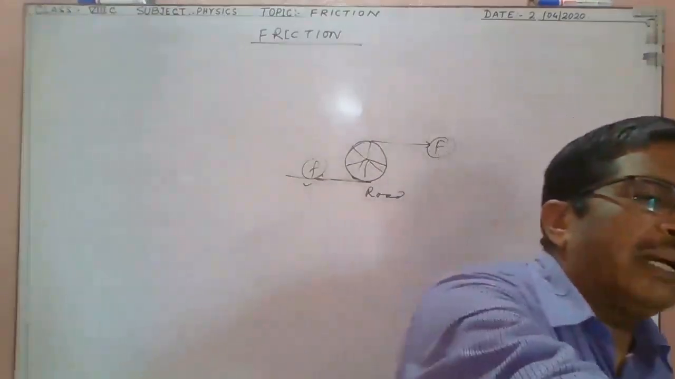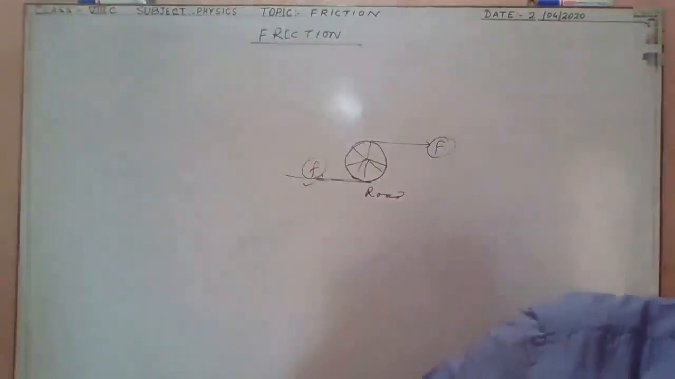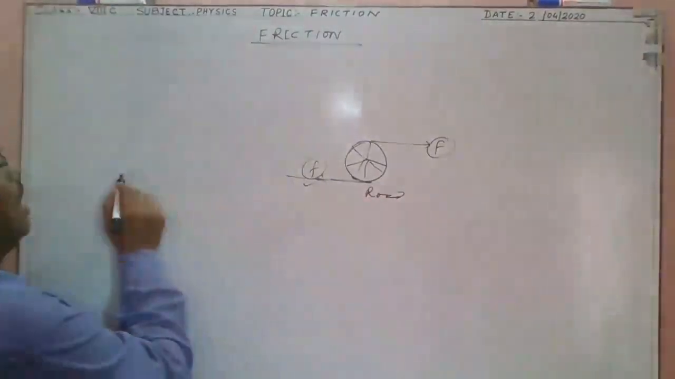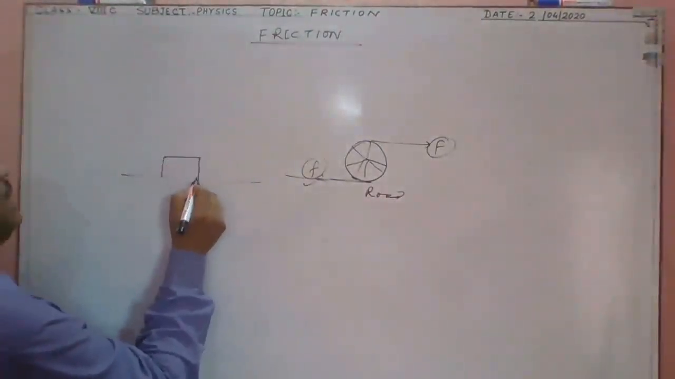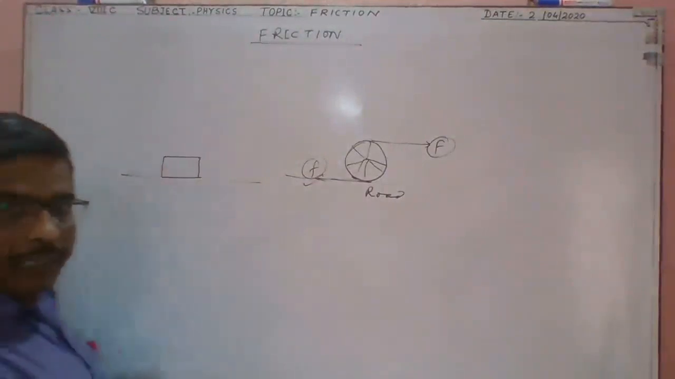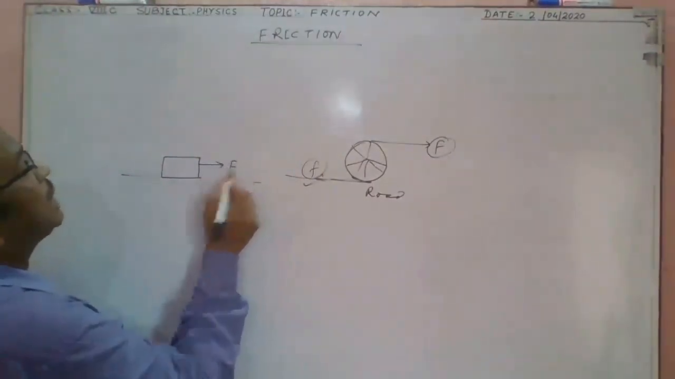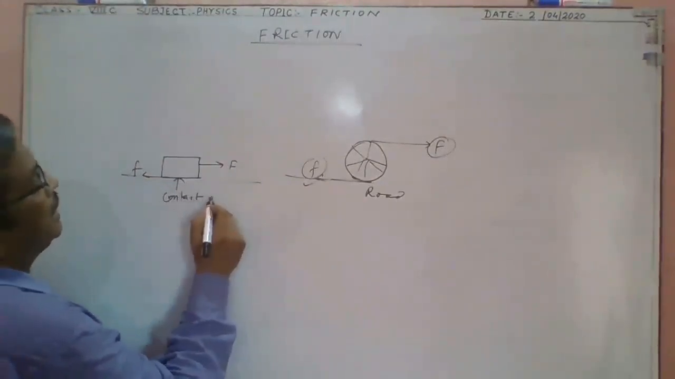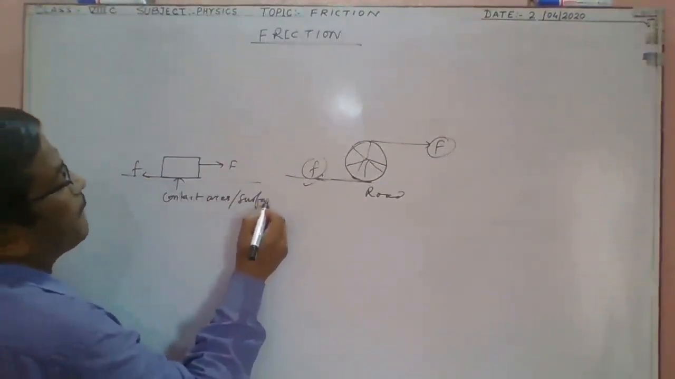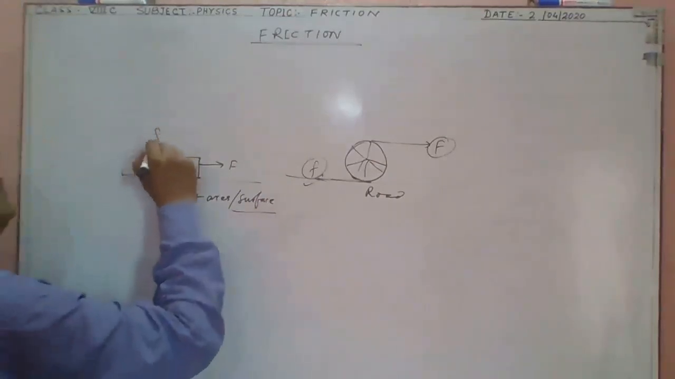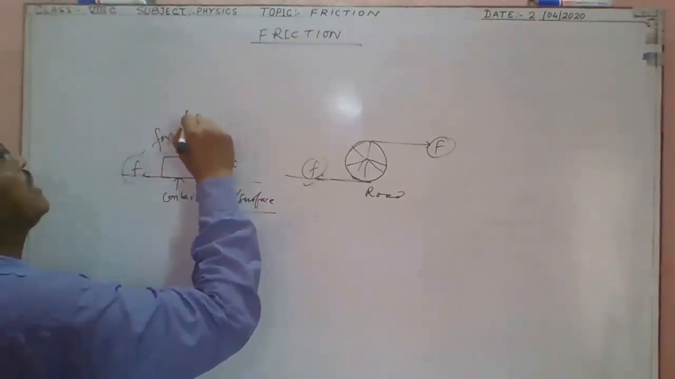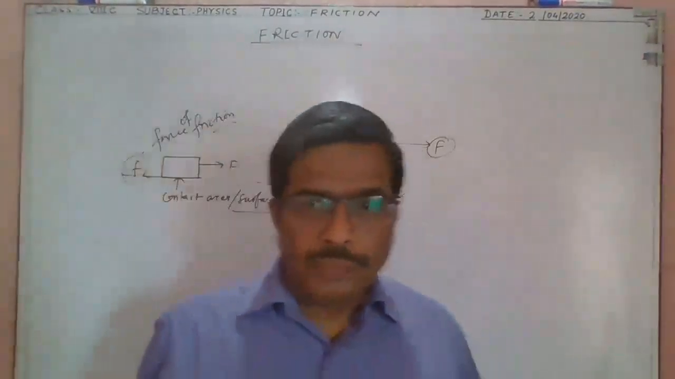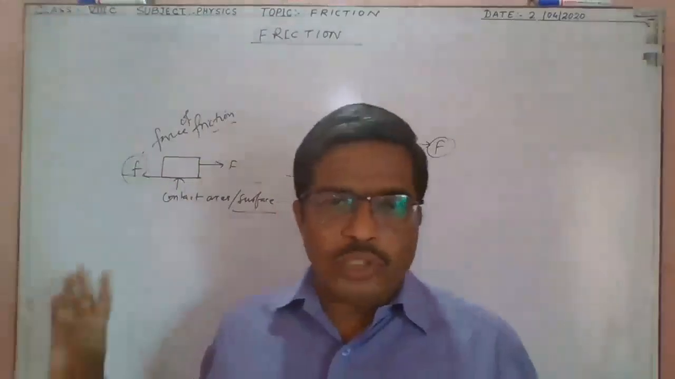I will also talk about relative motion in different chapters. Now suppose that is an object, and if you apply some force on that object, the force of friction acts between the contact surfaces or area, and that force of friction opposes the relative motion between them. So all of you certainly know about the force of friction.